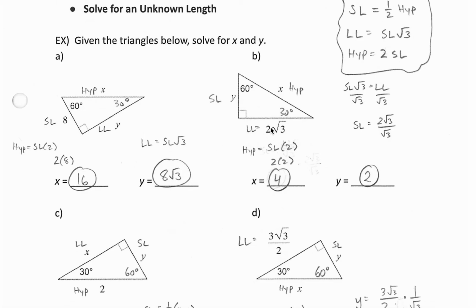All right, part B, this is maybe one of the trickier ones, given the long leg. So we said that if we take the long leg and we divide it by the square root of 3, we should be able to get our short leg. So y is going to be our short leg, it's across from the 30. So let's take 2 times the square root of 3 and let's divide by the square root of 3. Well, that's just going to cancel the square root of 3 and we'll be left with 2. If the short leg is 2, the hypotenuse is just double that, so x is 4.